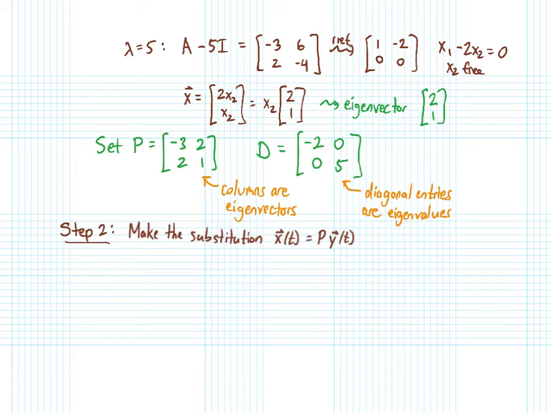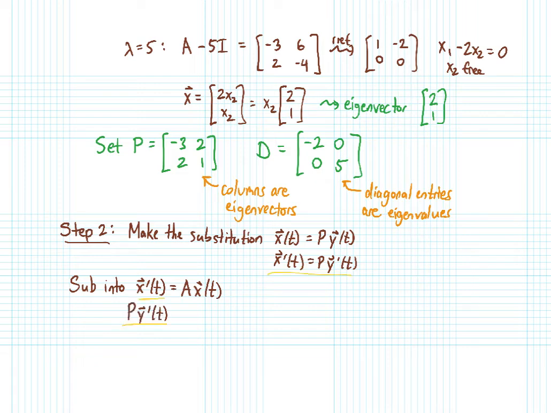And what happens here is we make the substitution x equals P times y. When you take the derivative of that equation, you get x prime equals P times y prime. And then you want to sub both of these into the equation that we're trying to solve, which is x prime equals A times x. So when you make this substitution, the x prime on the left becomes P times y prime, and the x that's on the right side of the equation gets replaced with Py.